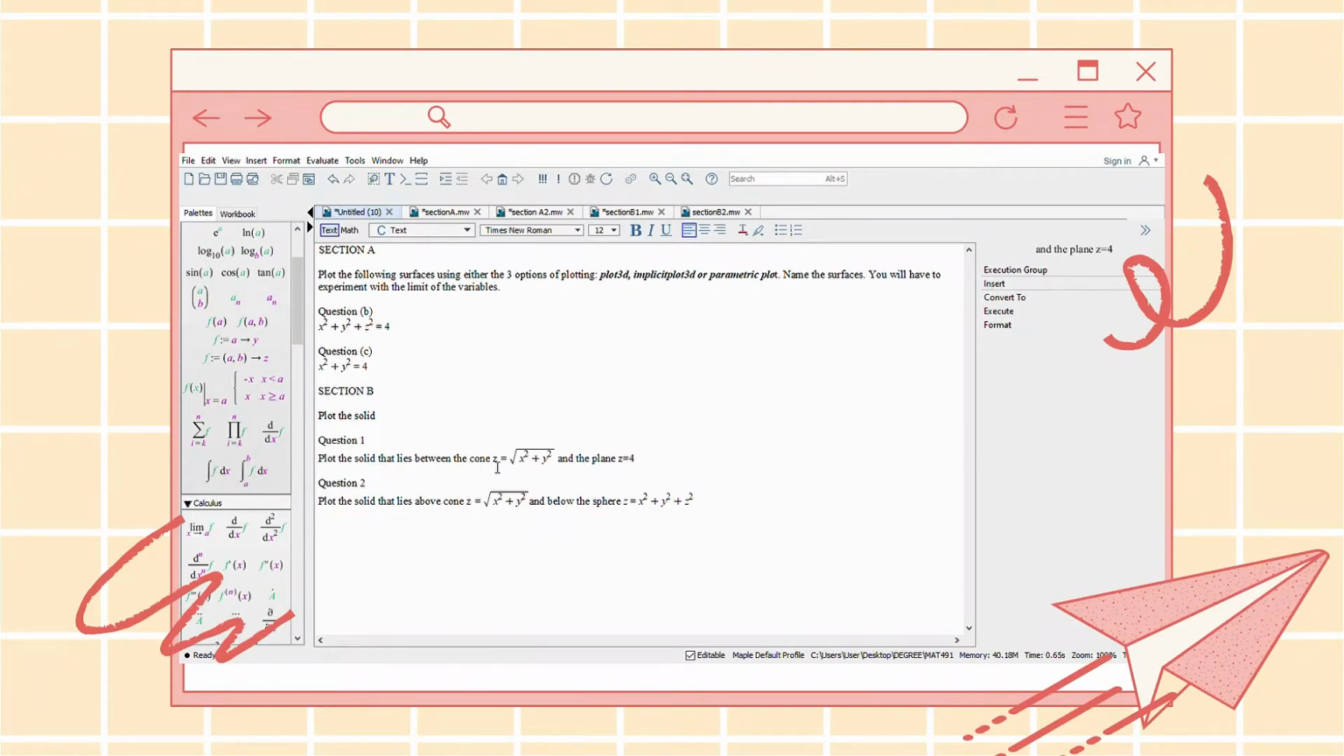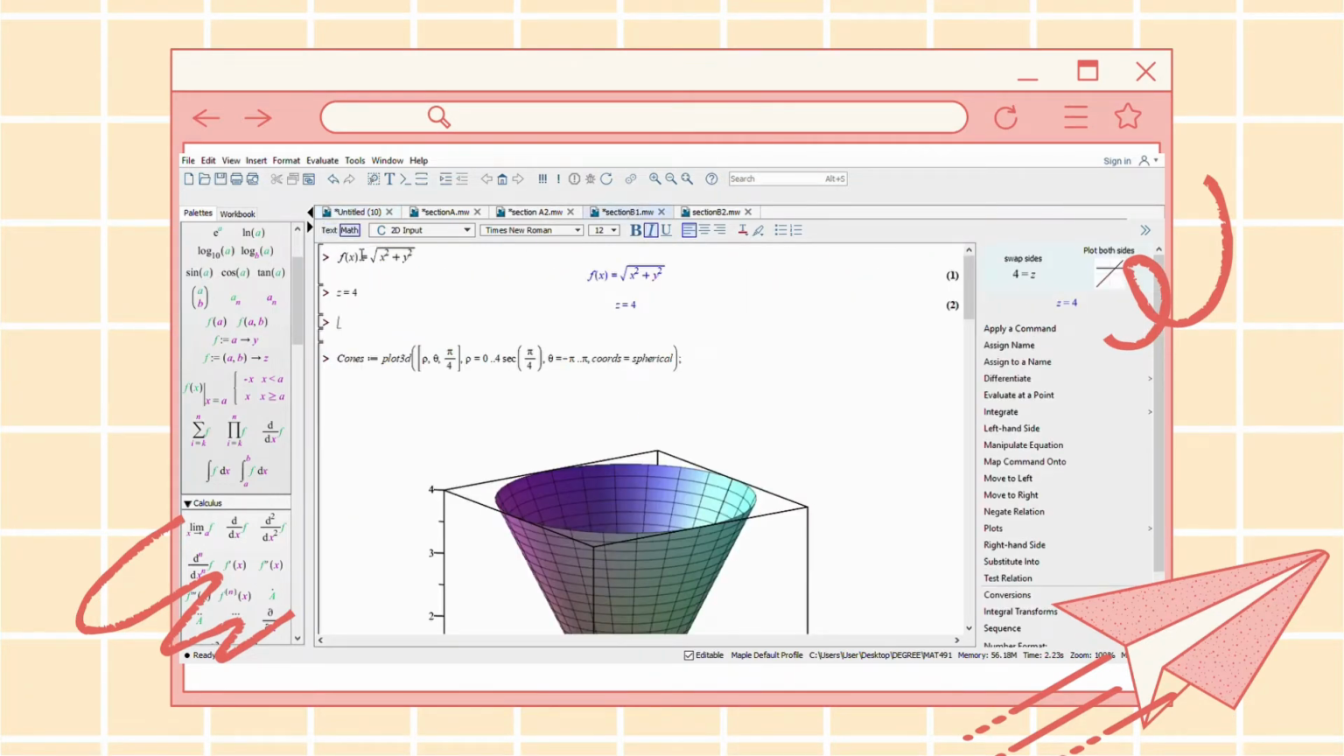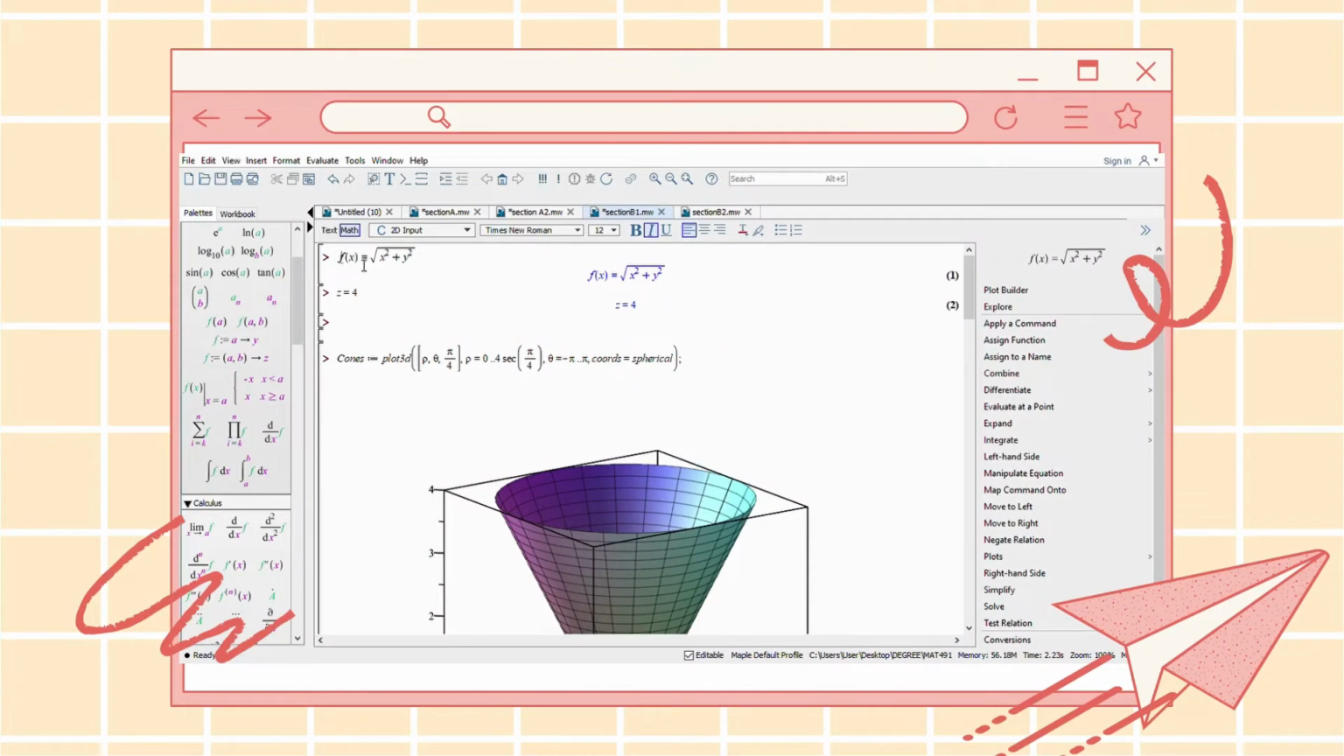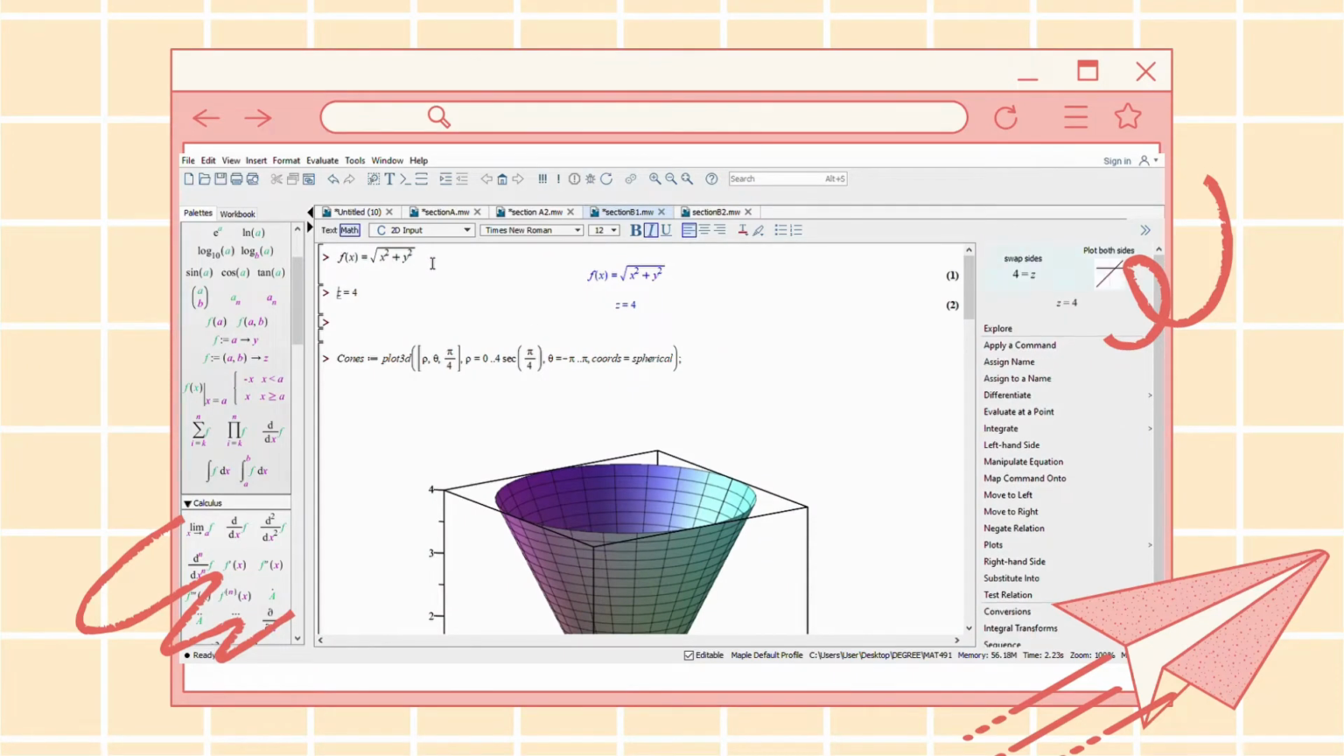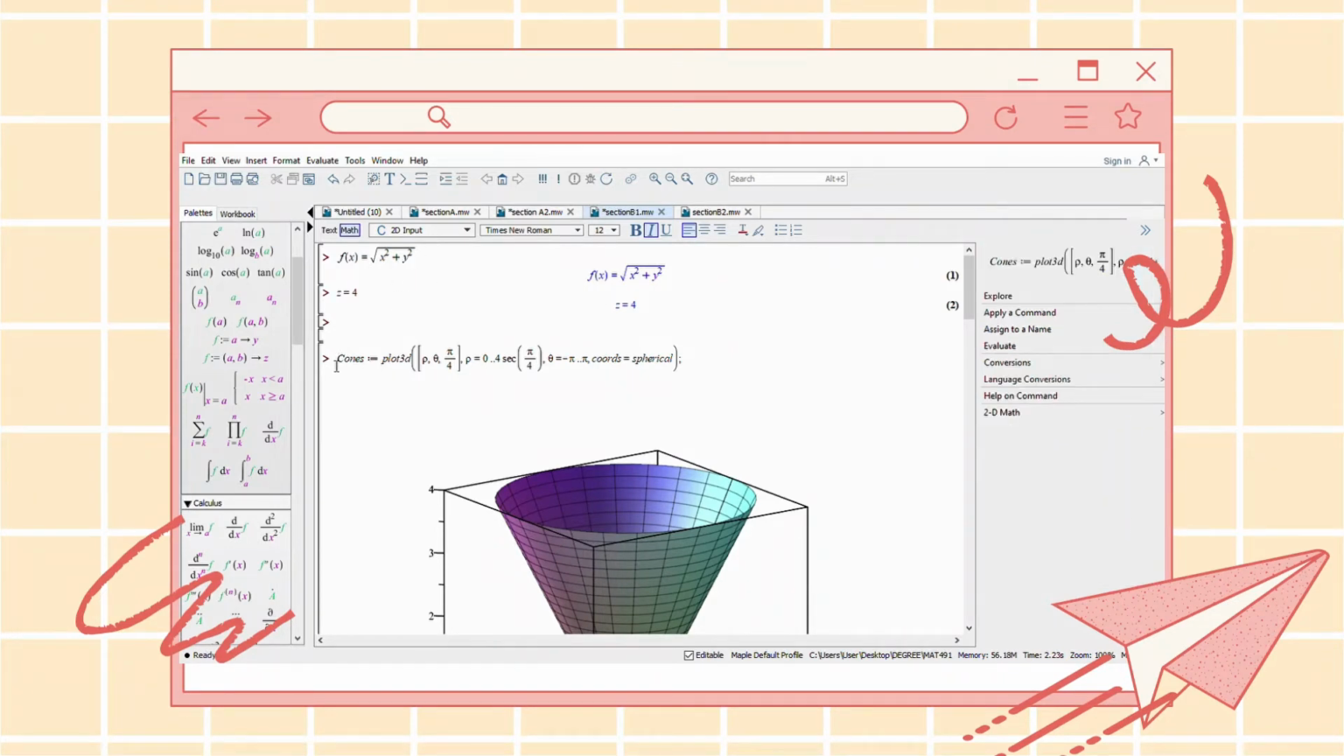Section B. I choose question 1. Plot the solid that lies between the cone z equals square root of x squared plus y squared and the plane z equals 4. First, I wrote out the function from the question and also z equals 4. As the question mentions a cone, for this equation, using the function of cone, colon equals plot 3D, open bracket, square bracket, rho, theta, pi over 4, square bracket, and then rho equals 0 until 4 secant pi over 4, theta equals -pi until pi, and the coordinates equal spherical.